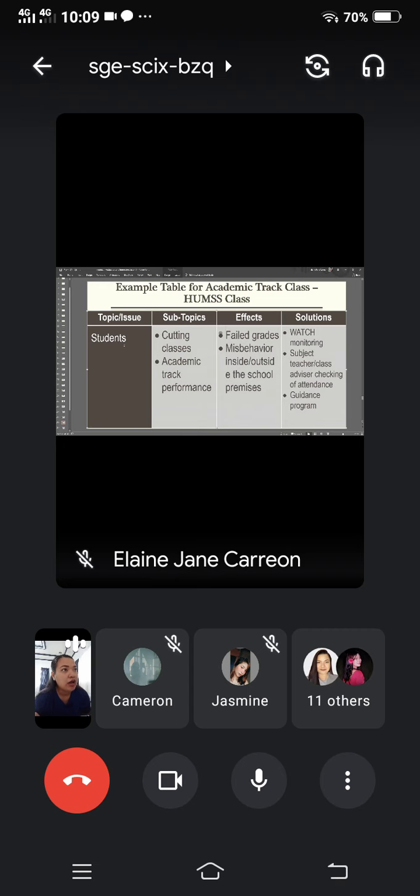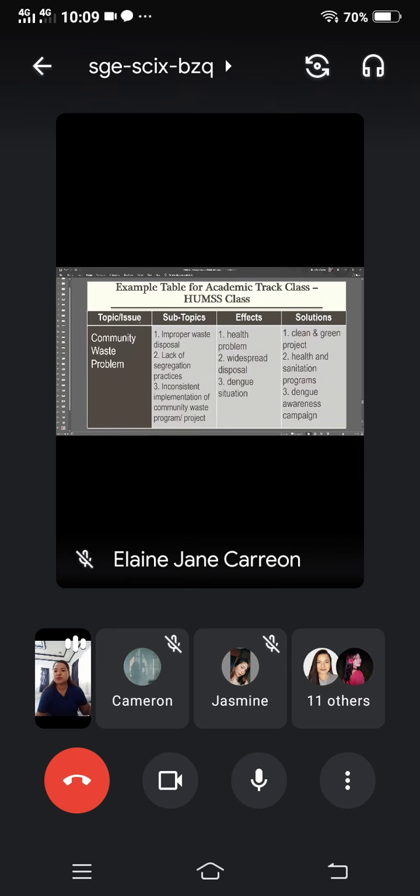Kasi, per category na siya. So, from the most broad to the most specific. Next, community waste problem. This is another one. So, the subtopics are improper waste disposal, lack of segregation practices, inconsistent implementation of community waste program. So, right here, you can already choose what topic you want. It means, out of community waste program, you were able to form 3 subtopics.